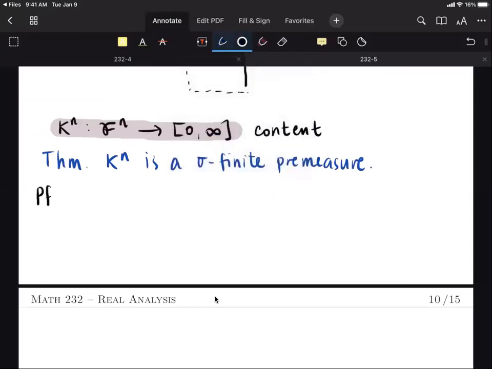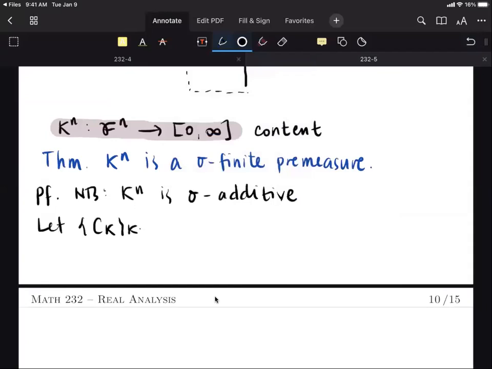Proof. We need to show that kappa n is additive, or is sigma additive to be precise. So let us take cells C sub k, k from 1 to infinity, and these are, let's say, pairwise disjoint. Well, it is enough to prove that kappa n is sigma additive on In.